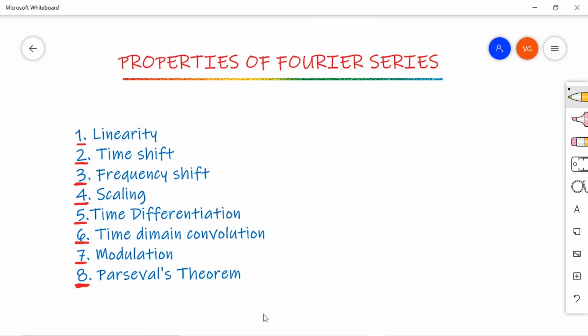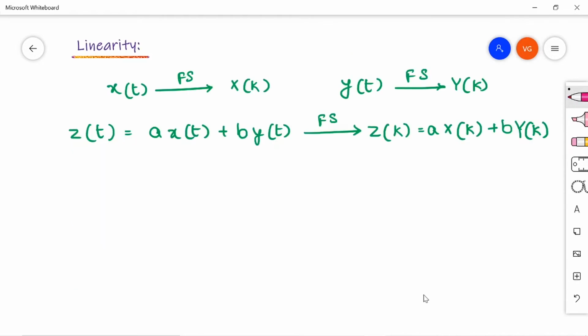As we have 8 properties and each property derivation is little lengthy, the explanation may take time, so that's why I'm releasing this properties of Fourier series video in 2 parts. Please note it. Let us see the first property, linearity.